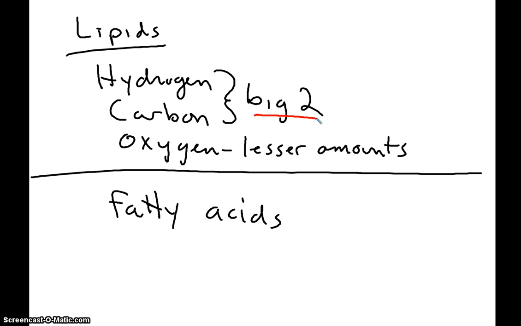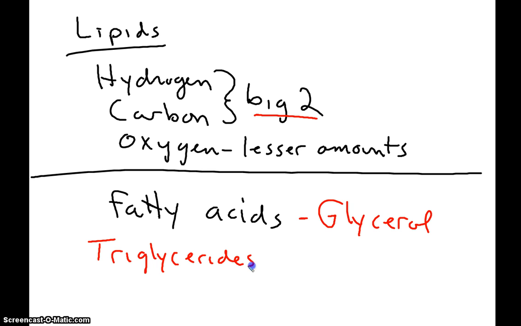So the basic structure of lipids are there's fatty acids, and they are bound to a molecule called glycerol. So we're going to end up with these things called triglycerides. And so the triglycerides are going to be kind of our basic unit of the lipids that we'll look at.